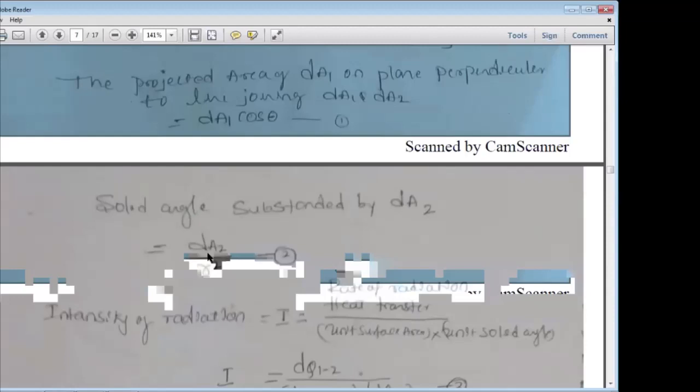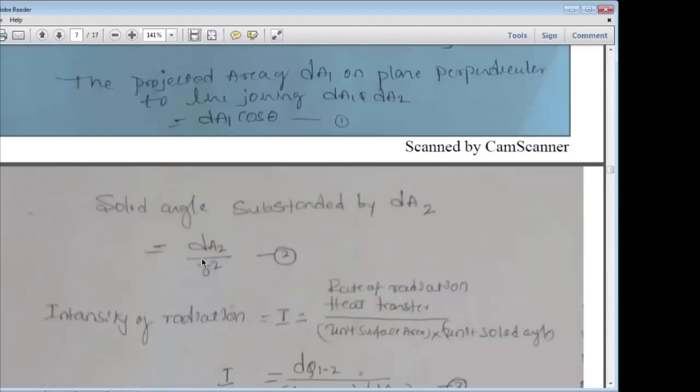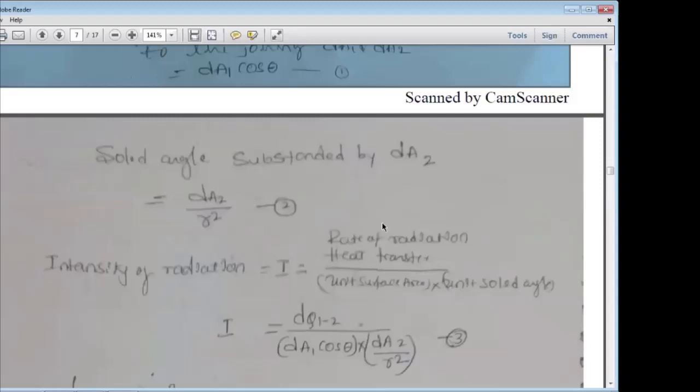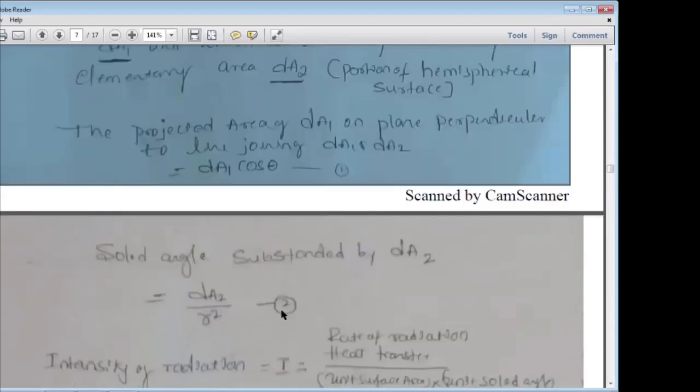The solid angle is the area of dA2 divided by r square, where r is the radius of the sphere. dA2 is the surface area of the collector on the hemispherical surface. So the solid angle subtended by dA2, not dA1, is dA2 divided by R square. This is from the definition of the solid angle. So this is equation number 1 and this is equation number 2 here.